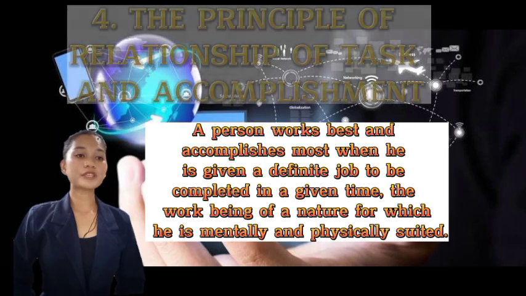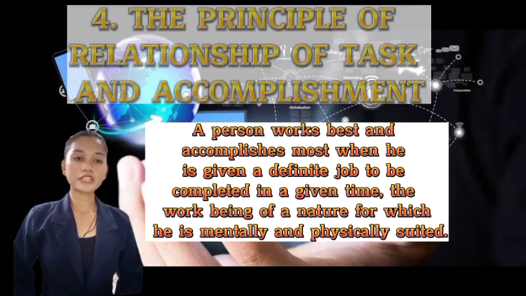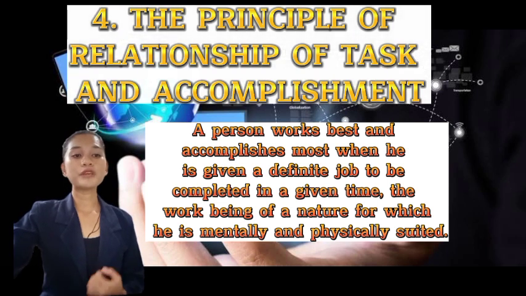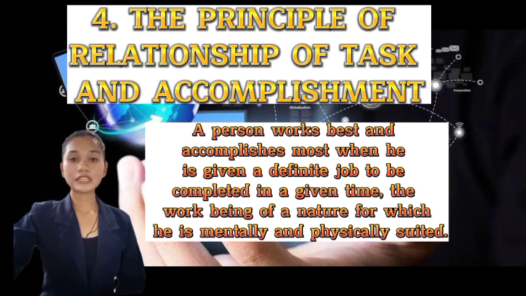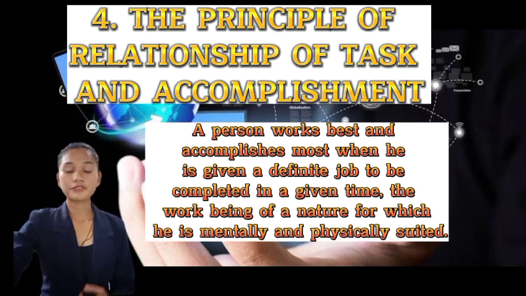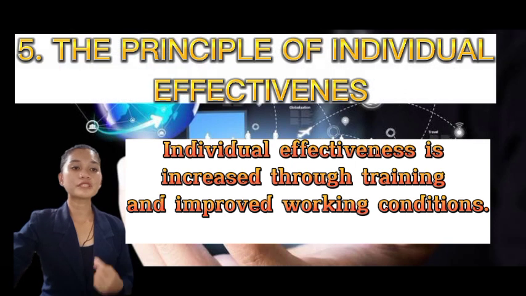And the fourth principle is the principle of relationship of task and accomplishment. A person works best and accomplishes most when he is given a definite job to be completed in a given time, the work being of a nature for which he is mentally and physically suited. If a man is assigned to work for which he is not mentally or physically fit, he will not prove equal to the work. Management should critically examine its methods and organization with the following questions. Do they facilitate top production? Are the placement and employee training methods effective? Is the supervision adequate?